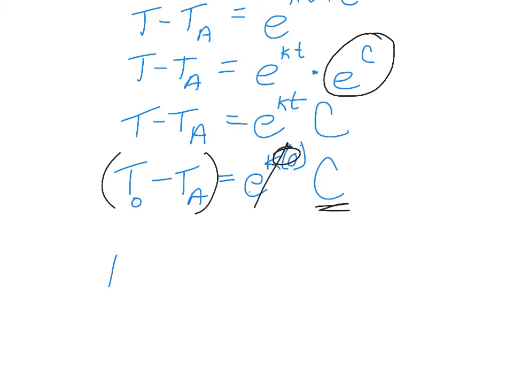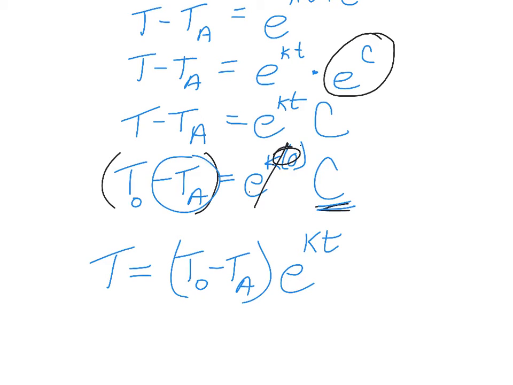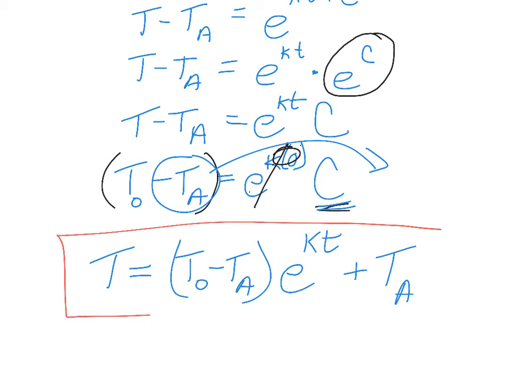So now my final equation for the temperature at any time is going to be T0 minus TA, that's my C part here, e raised to the KT, and I'm going to take all of this and move it to the other side, so plus TA. And there is our equation for the temperature of the coffee, in this case, at any time.